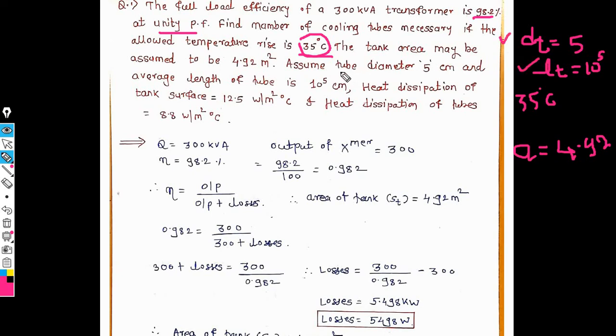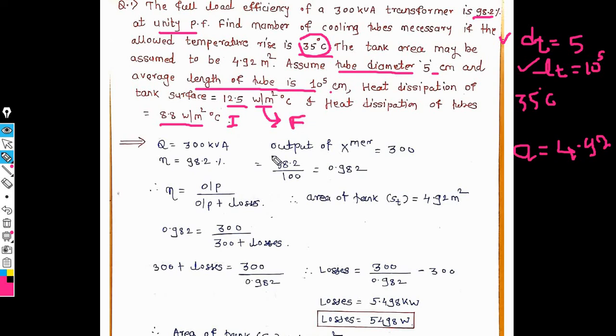The diameter of the tube is 5 centimeter and the length of the tube is 10 raised to 5 centimeter. Then the heat dissipation of the tank surface is 12.5 watt per meter square degree Celsius. The heat dissipation of tubes is 8.8. That means this is the initial dissipating surface. Already we have explained 8.8 and this is the 12.5. That means this is the final.